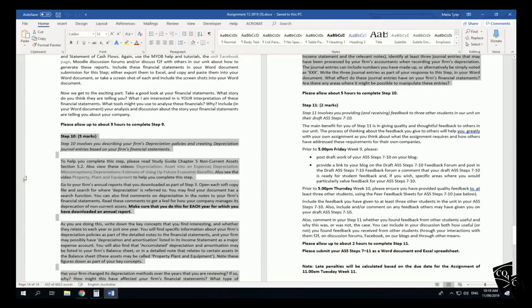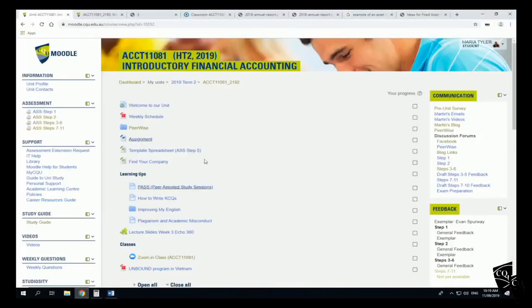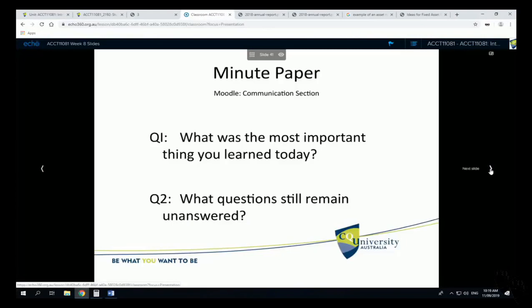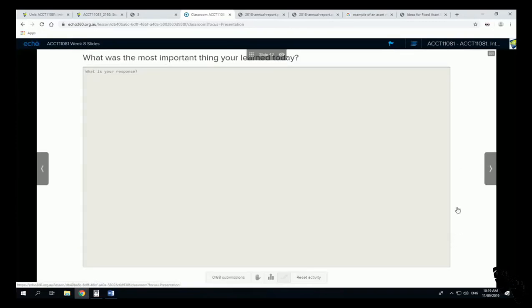Now, we've got about 4 minutes remaining. In this time, I'd like to go to the minute paper so that you can briefly tell me your thoughts about what was the most important thing you learnt today, because there was a lot of information. I did tell you there was going to be a lot. And what questions still remain unanswered. I will time it because I'm on a timer. It's 10:19. At 10:20, I'm going to have a look at your responses. That'll give me 3 minutes to cover them.